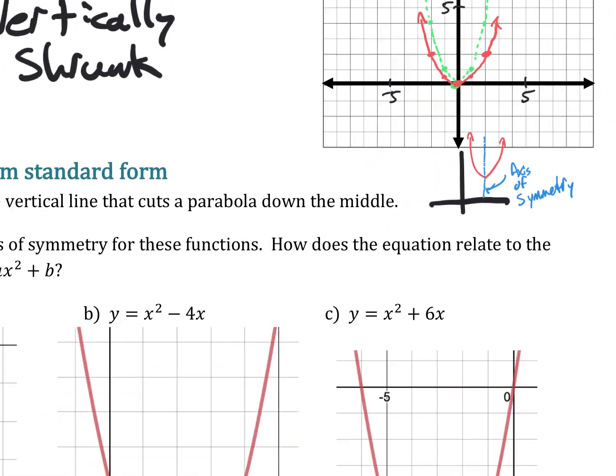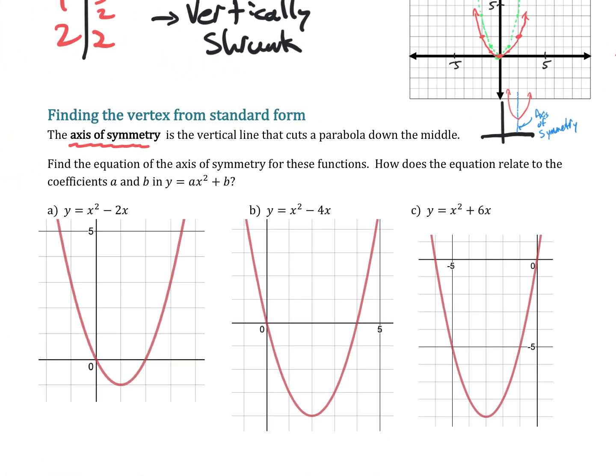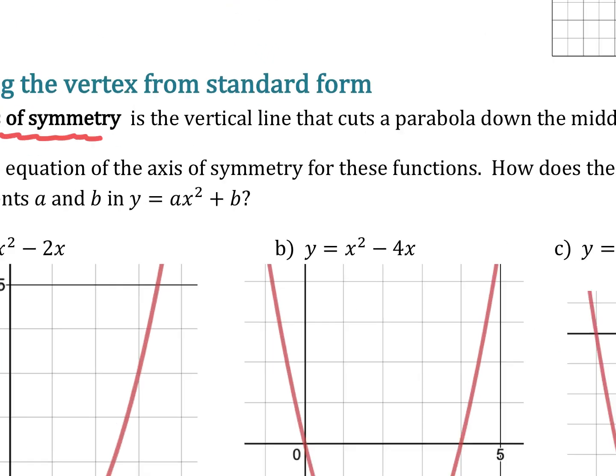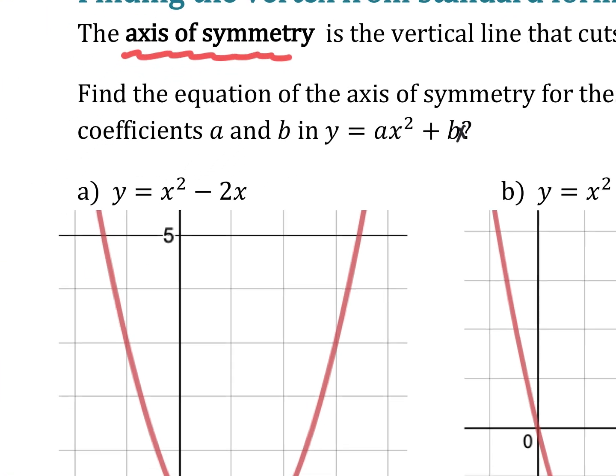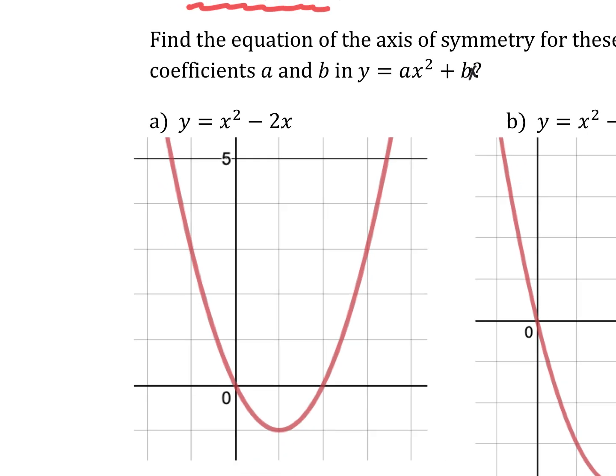All right. So let's look at these situations here, and we want to find the equations for the axis of symmetry. We want to figure out how it relates to the coefficients a and b in the equation y equals ax squared plus bx. We should have an x in there, we'll add that in. So we're looking at equations in this form.